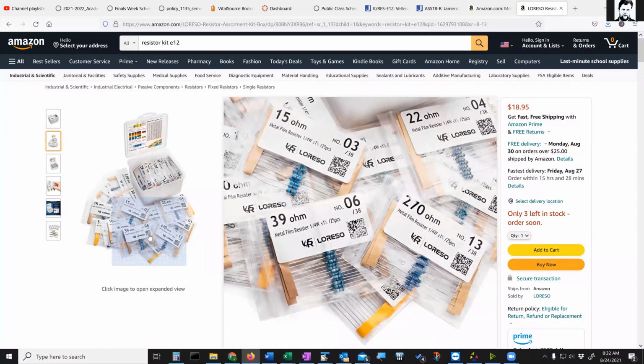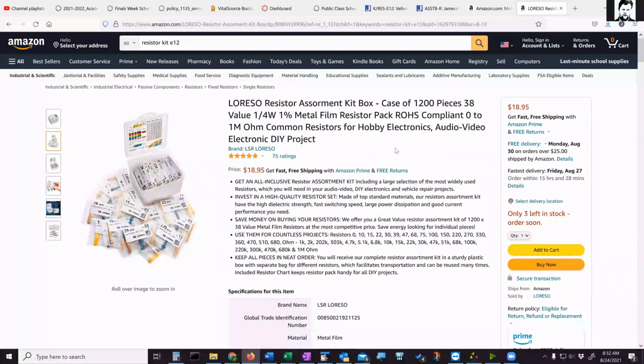I don't know, little bags might be kind of annoying over time, but this one is $18. And it looks like it has the correct sequence of values here. There's maybe some missing, like that should have been 33, I think. Yeah, this one should have been 33. And there should have been a 27 right there if it was the standard E12 series.